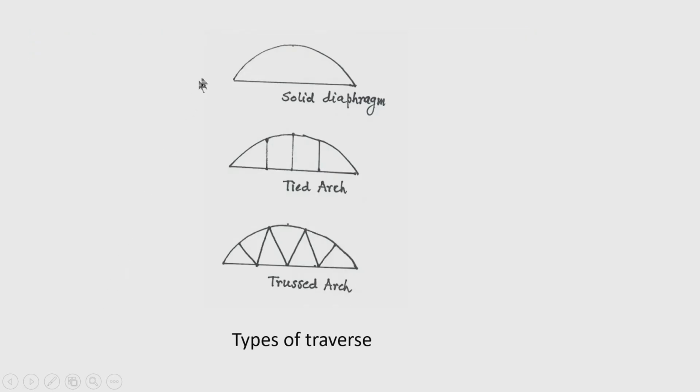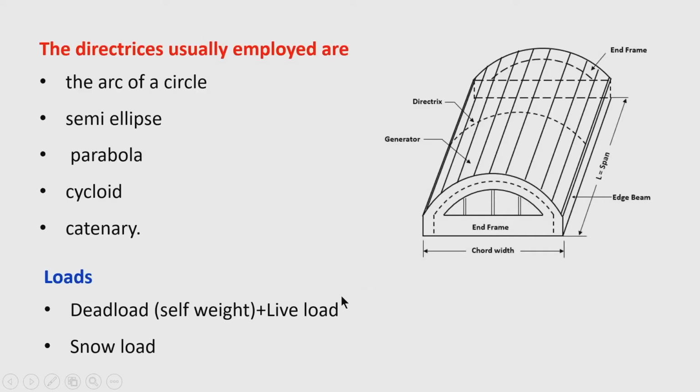Now, if I see the different types of traverse, traverse may be solid diaphragm, a thin structural element which acts like a traverse, it is solid, no opening is there. Then the traverse may be of tied arch, that is in the form of arch, but the vertical suspenders are there. Then it may be trussed arch having a truss to join the rib of the arch with the horizontal member.